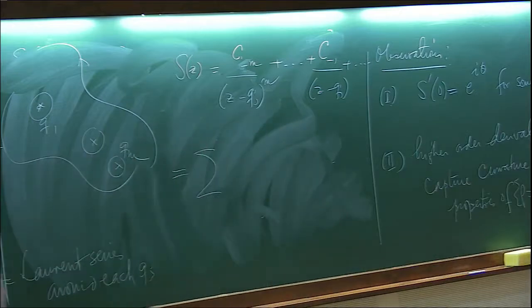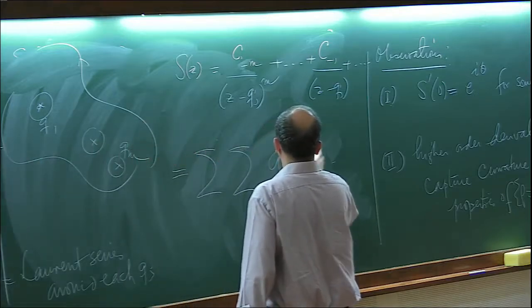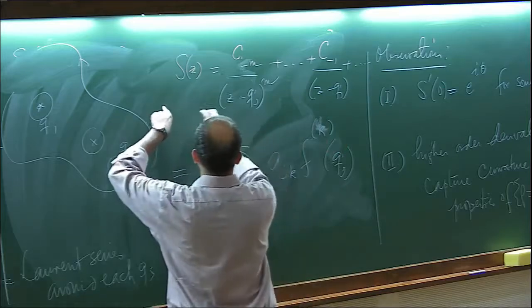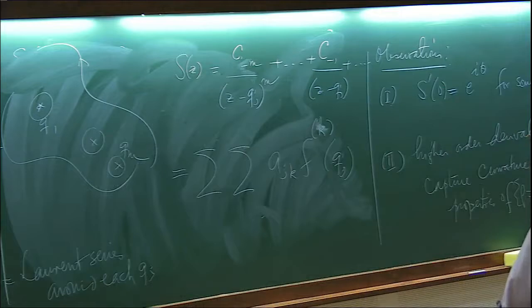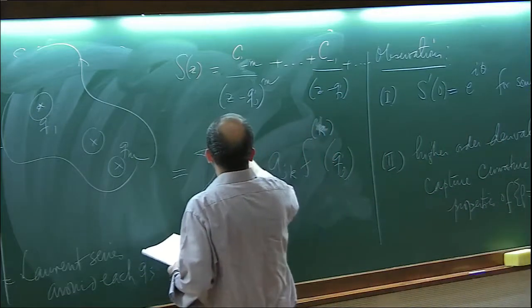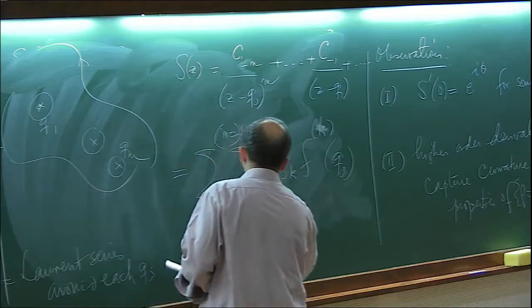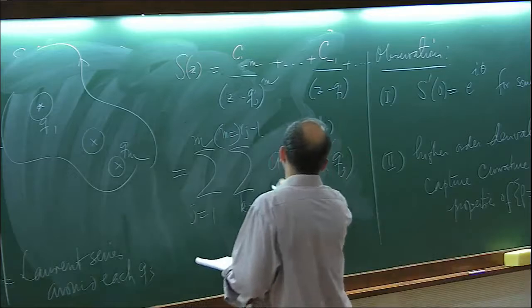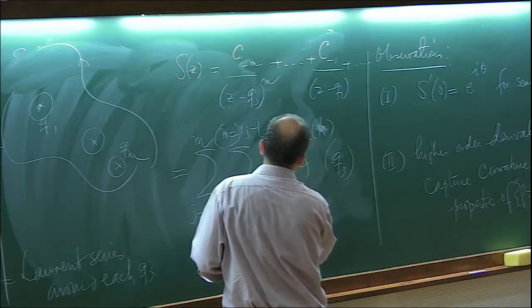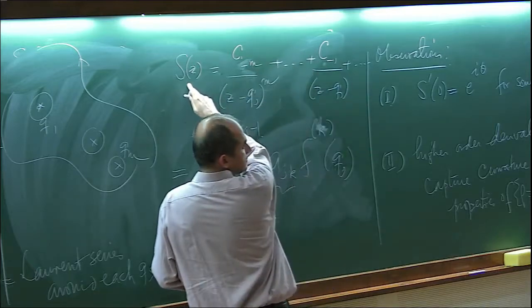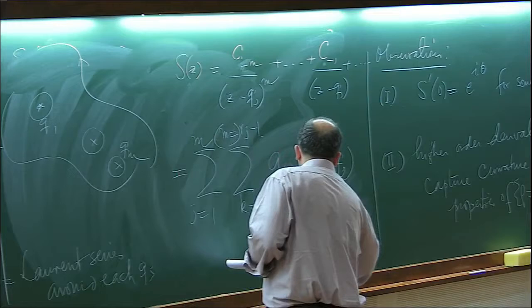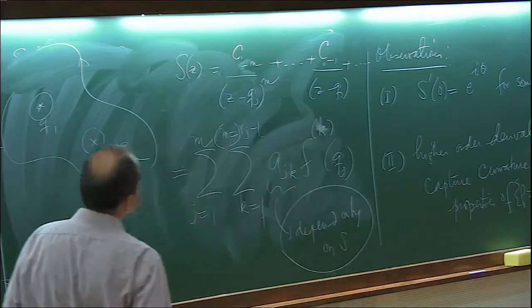Exactly, and that's exactly our quadrature identity. That's what you get after integrating S times F. But as you correctly said, these coefficients don't depend on F. They capture terms like this, which are intrinsic to S. These depend only on S. So that's your quadrature identity.